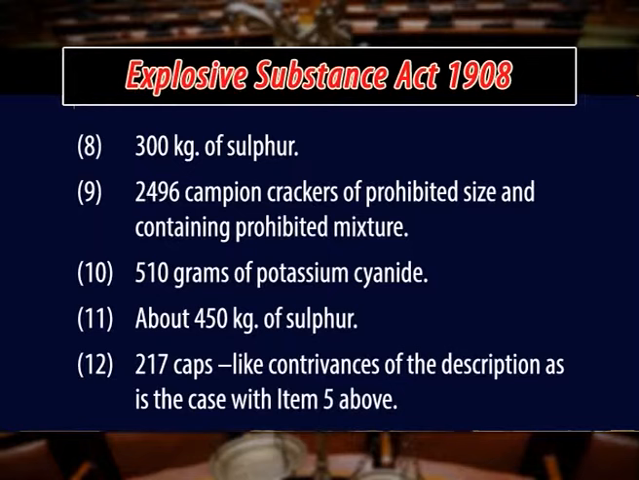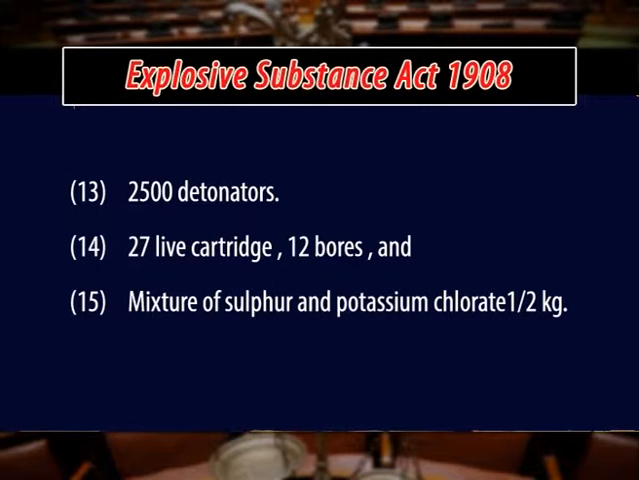Ninth, 2496 Champion crackers of prohibited size and containing a prohibited mixture. Tenth, 510 grams of potassium cyanide. Eleventh, about 450 kilograms of sulfur. Twelfth, 217 cap-like contrivances of the description as in item 5 above. Thirteenth, 2500 detonators. Fourteenth, 27 live cartridges of 12 bore. And fifteenth, a mixture of sulfur and potassium chlorate, half a kilogram.